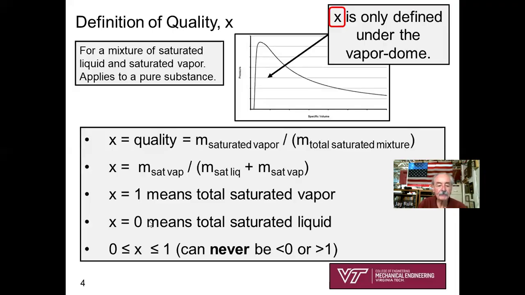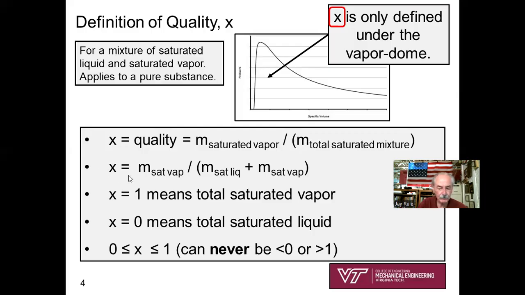And now for a formal definition of quality. We'll look at the definition, and then we'll come back and look at these text boxes up a little higher. So the formal definition of quality, x. Little x is the variable we're going to use in this class for quality. And it's defined as, for a mixture of saturated liquid and saturated vapor, applying to a pure substance, in the numerator, the mass of the saturated vapor part of the mixture divided by the total mass of the mixture. Okay, so I'm going to say it again. The definition of quality, x, is the mass of the saturated vapor divided by the total mass of the mixture.